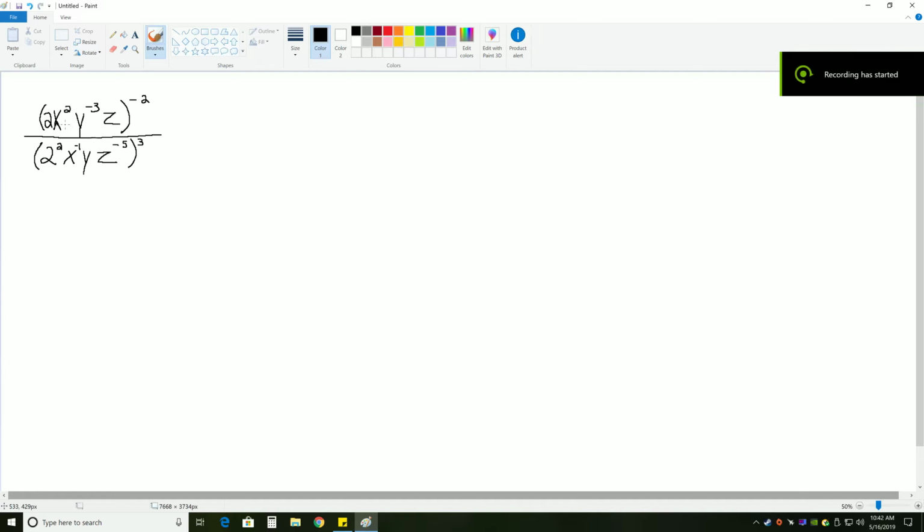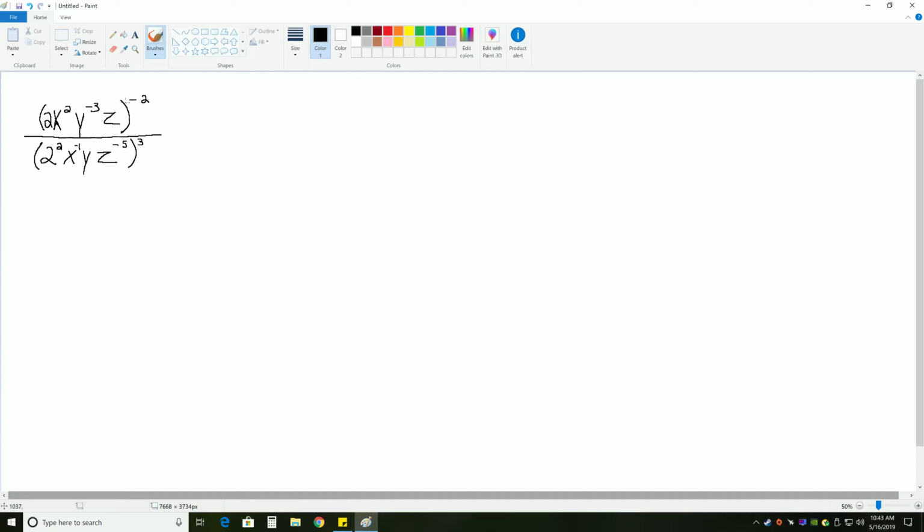In this problem, we want to simplify the quantity of 2x squared y to the negative third z all to the negative second, divided by the quantity of 2 squared x to the negative first y z to the negative fifth, all to the third power.